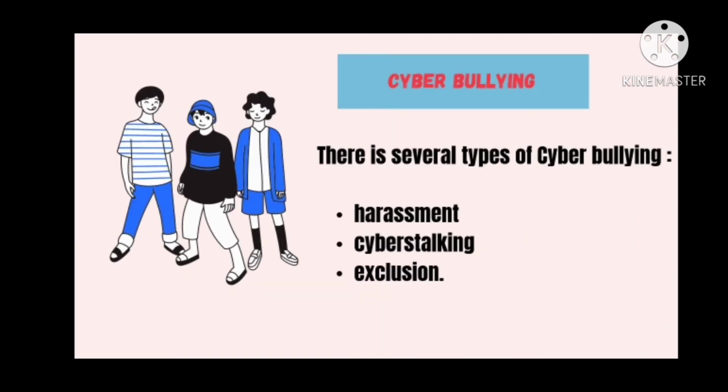The third effect is cyberbullying. There are several examples of cyberbullying. Among them are harassment, cyberstalking, and exclusion. So first, what is harassment? Much like offline harassment, online harassment involves sending abusive and offensive messages to an individual or group. Harassment takes a great effort on the part of the bully to hurt the victim. Furthermore, it is intentional, repeated, and constant.